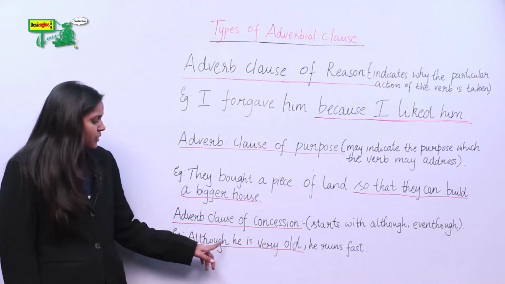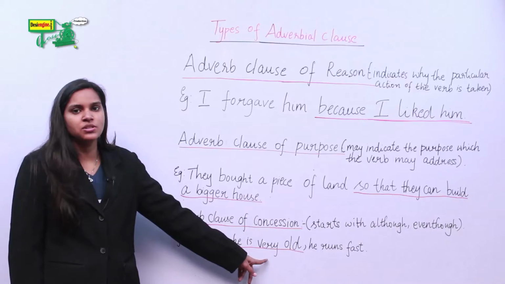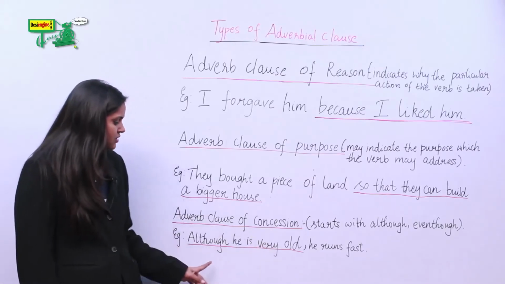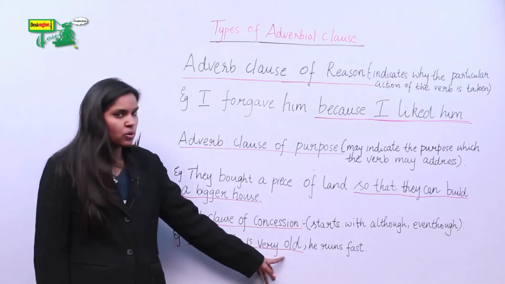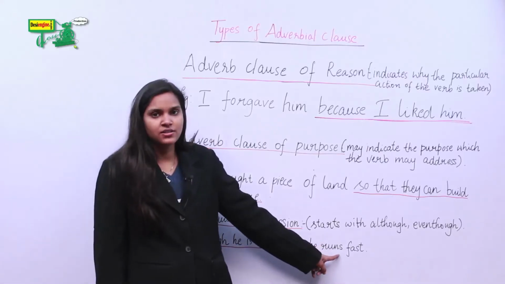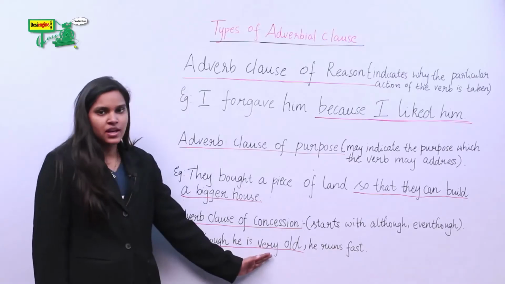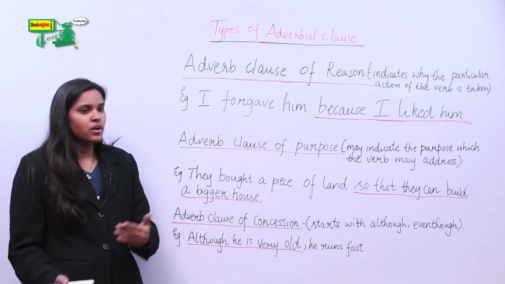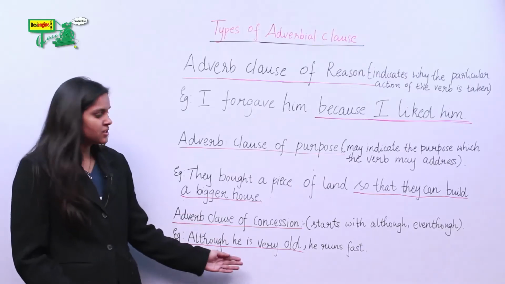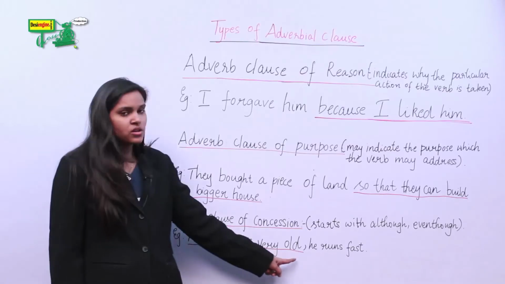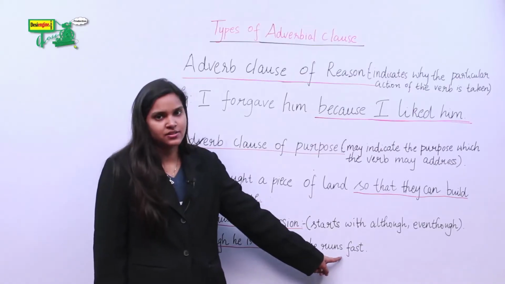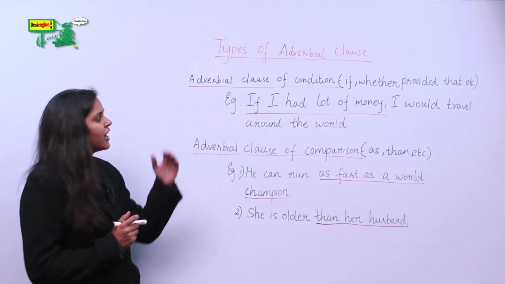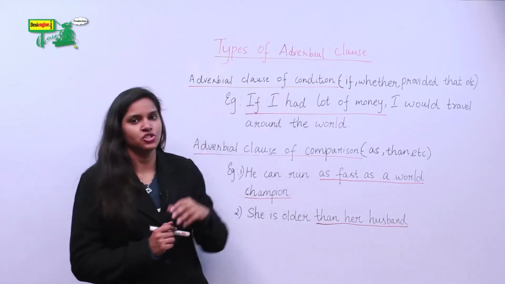That is, here, he is very old, and any person who is old wouldn't run fast. But in the sentence, it is, although he is very old, he runs fast. So, he is old, and the concept of being old is basically associated with slow. But in this statement, he is very old, but he runs fast. So, let's do the next kind of adverbial clause. That is the adverbial clause of condition.